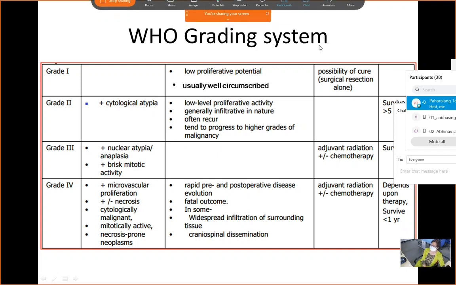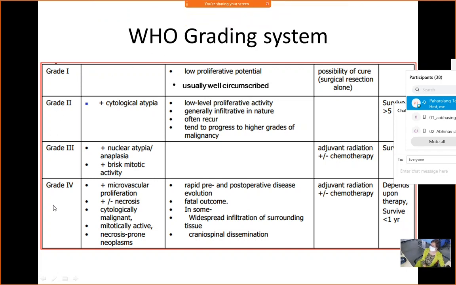The grading system is extremely important for the clinician, because if you see this table, this is the WHO grading system, there are 4 grades, okay? A tumor which is grade 1 is the lowest; it has a very low proliferative potential, and it's usually well circumscribed. The importance here for the clinician is that these tumors may be treated with surgical resection alone. There is a possibility of cure.